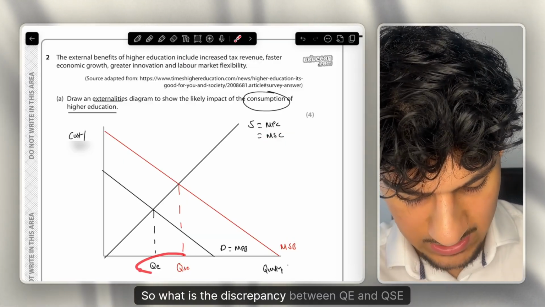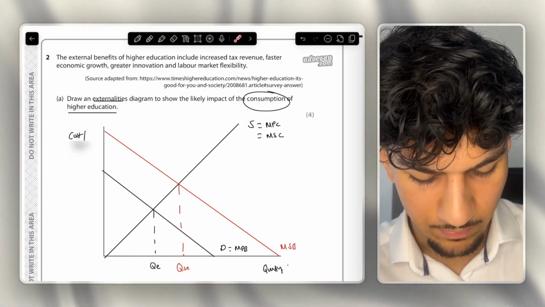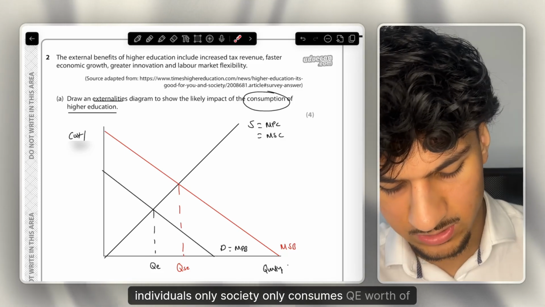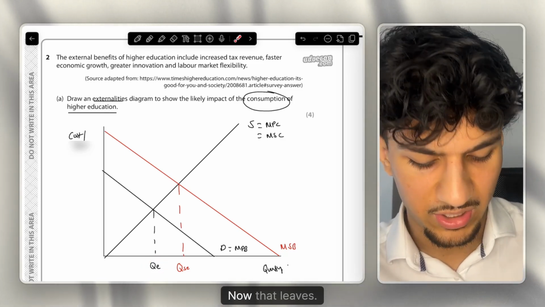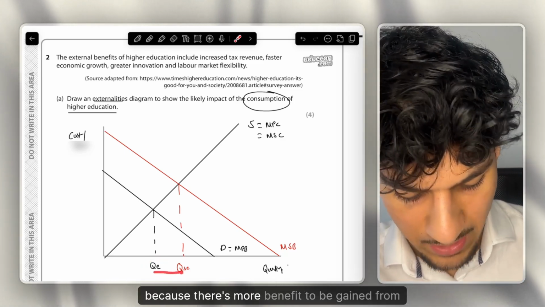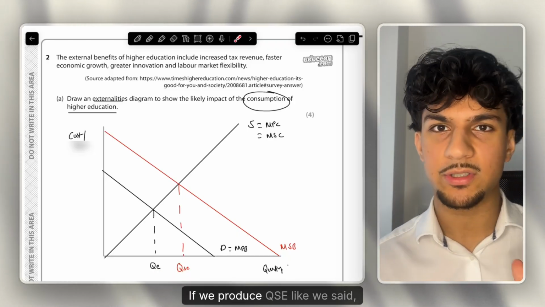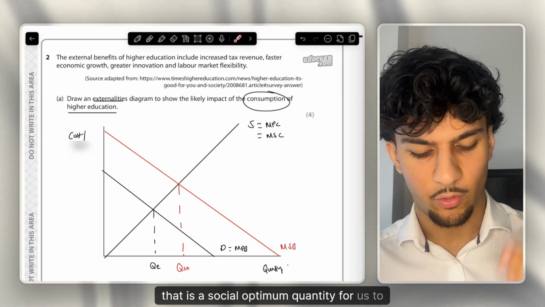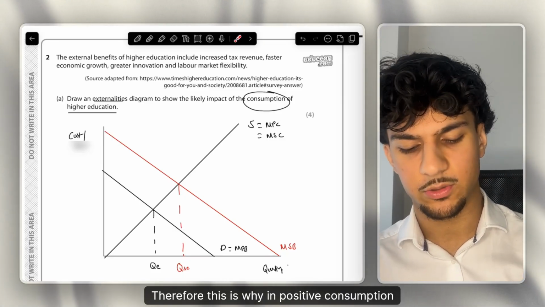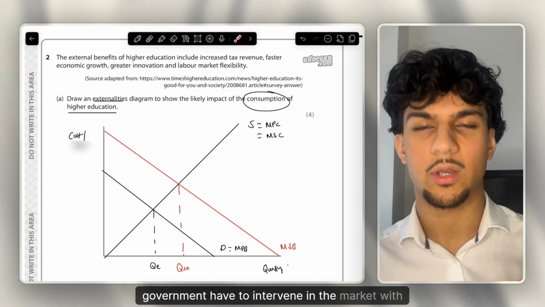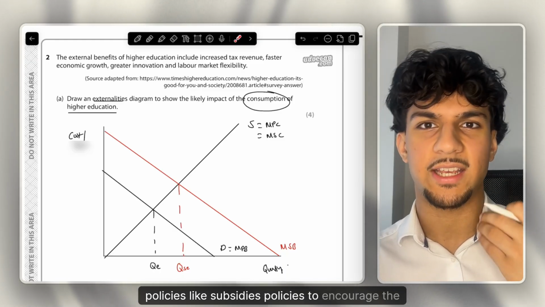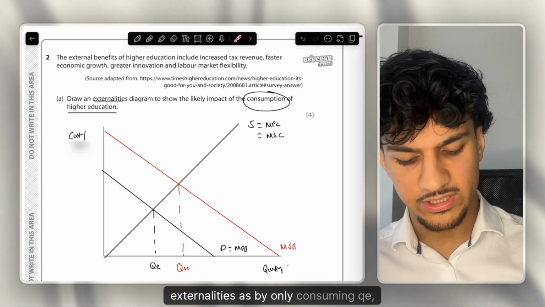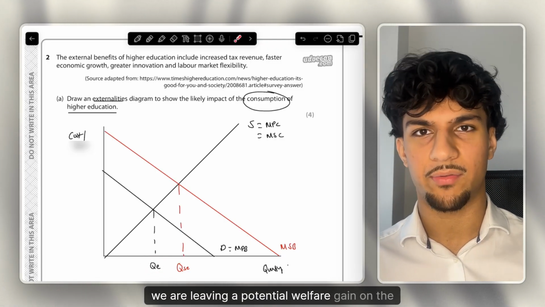Now, what does the discrepancy between QE and QSE show? It shows that when left to the free market, society only consumes QE worth of education. Now that is negative. Why? Because there's more benefit to be gained from education. If we consume QSE, like we said, that is the social optimum quantity for us to consume. Therefore, this is why in positive consumption externalities, government have to intervene in the market with policies like subsidies, policies to encourage the consumption of these goods that create positive externalities, as by only consuming QE, we are leaving a potential welfare gain on the table.